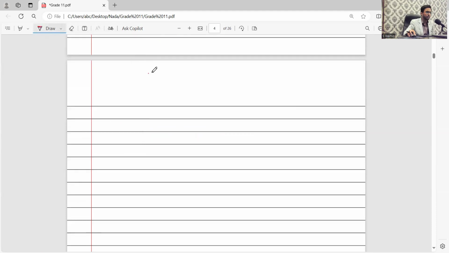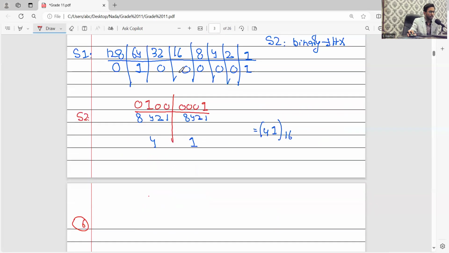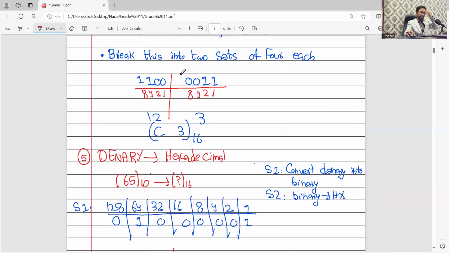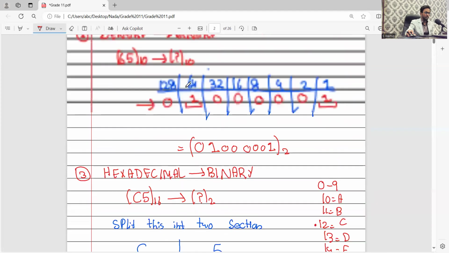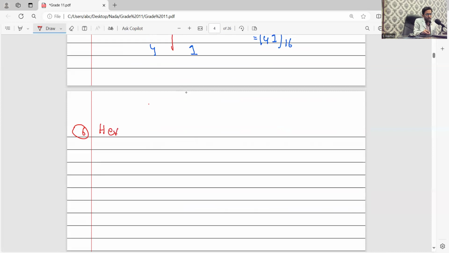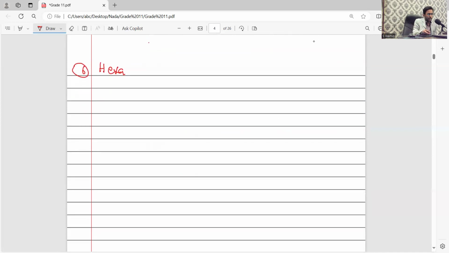Now, for the sixth conversion, the last conversion, if you want to convert a hexadecimal into denary. So for example, if you have a question such as F6 of base 16 and you need to convert this into base 10, how are you going to do that?